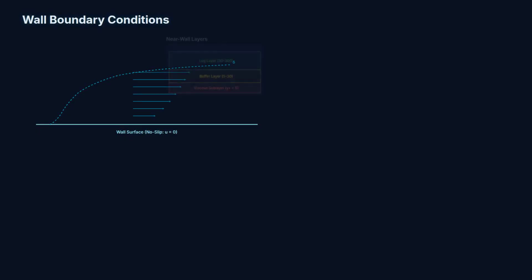Walls are the most common boundary, and the default is no slip. Fluid velocity at the wall equals zero. This is physical law. From this, a boundary layer develops, a thin region where velocity increases from zero to free stream. And this is where the mesh matters most.